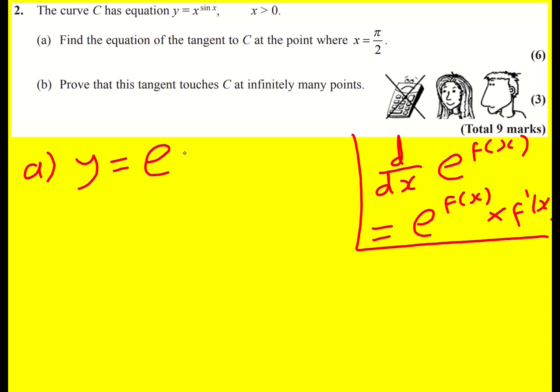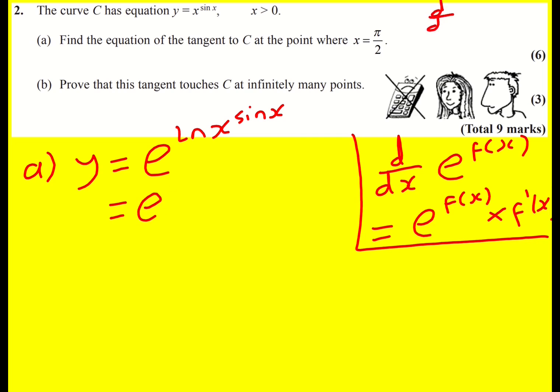And to be able to do this, I have to write it as e to the ln of x to the sine x, because these two cancel each other out. They're inverse operations. And I've done that. This is your standard way of dealing with that sort of thing.